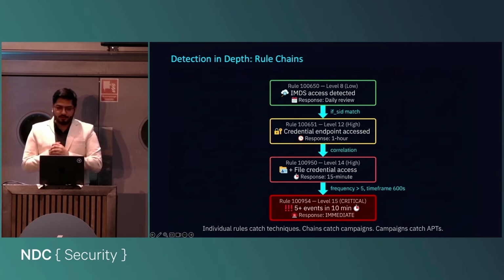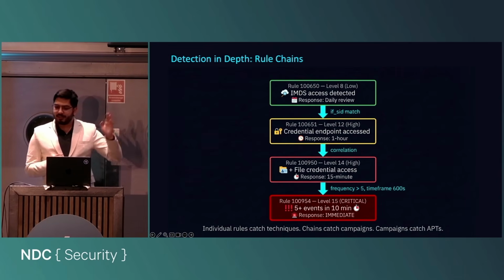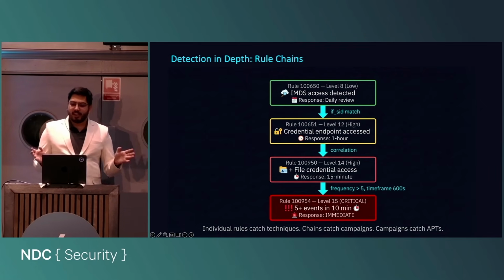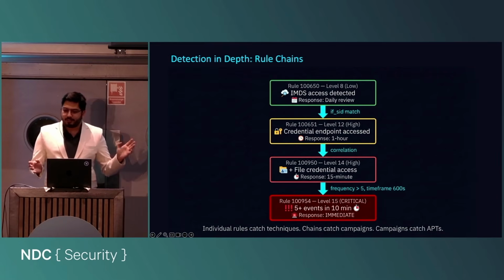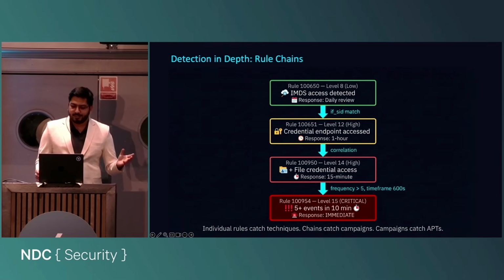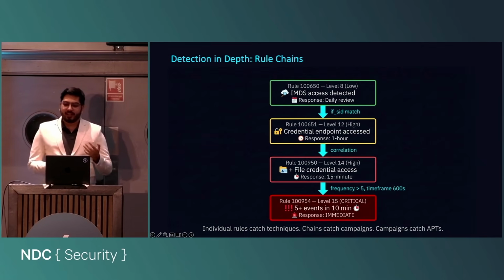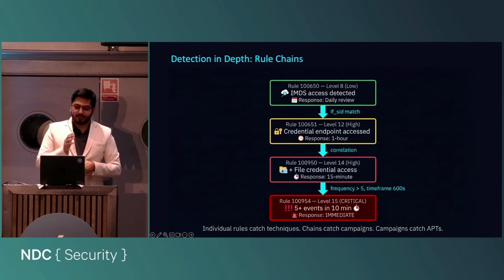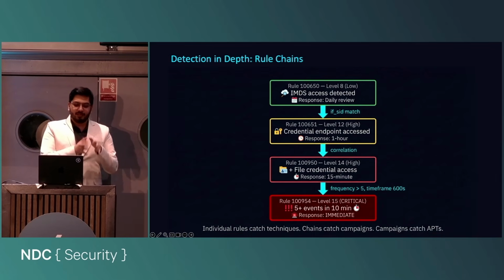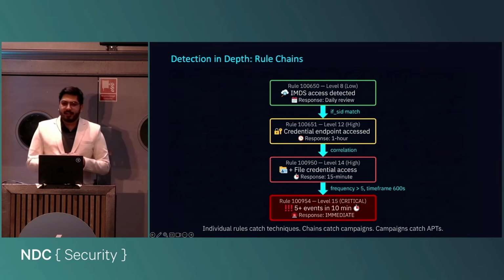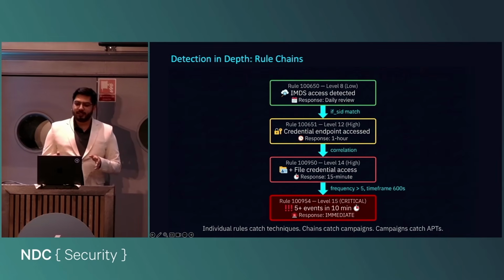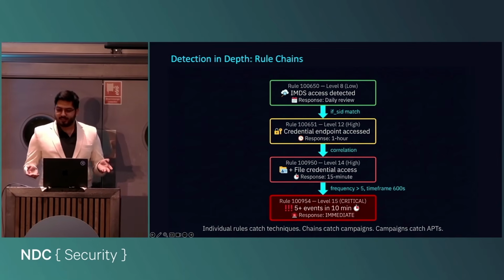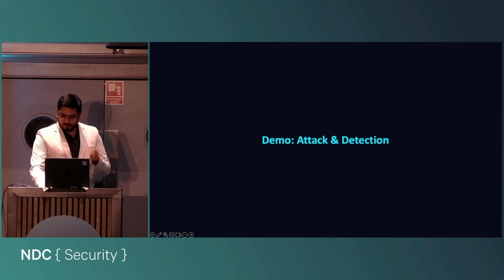So here's how it gets powerful. We have the IMDS rule at level 8. That's a daily review item. It's most likely legitimate. But when the child rule sees the credential endpoint, now that's a level 12. That becomes a 1 hour response SLA. When you then correlate this with file credential access, that's a level 14. 5 or more NHI events from the same source, level 15. That requires your immediate response, under 2 minutes. Individual rules are great to catch techniques, but the chains catch the campaigns, and the campaigns catch the APTs in your system. Now I'll do one final demo.